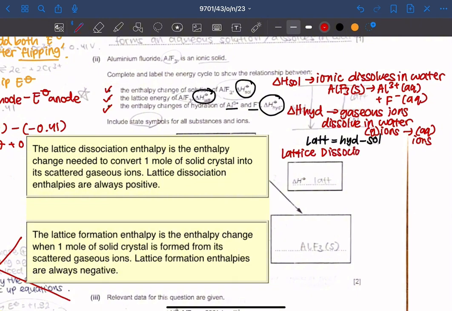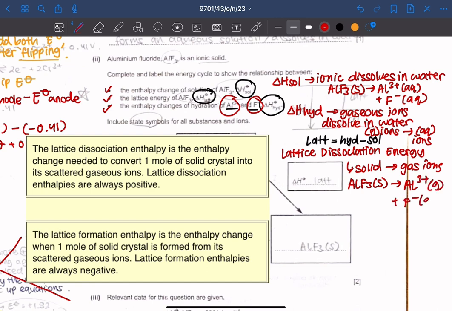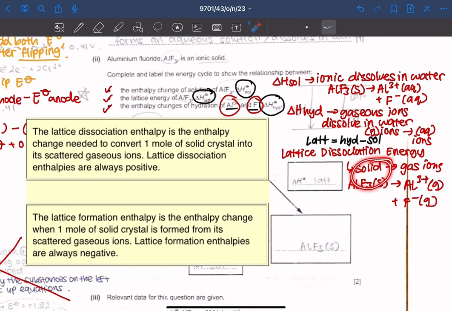I could also name it lattice dissociation energy, because stating it as lattice energy is very vague. We should state whether it is lattice dissociation energy or lattice formation energy. So lattice dissociation enthalpy is the enthalpy change needed to convert 1 mole of solid crystal into its scattered gaseous ions. So this is immediately from AlF3 solid to its gaseous ions, Al3+ gas plus F- gas.